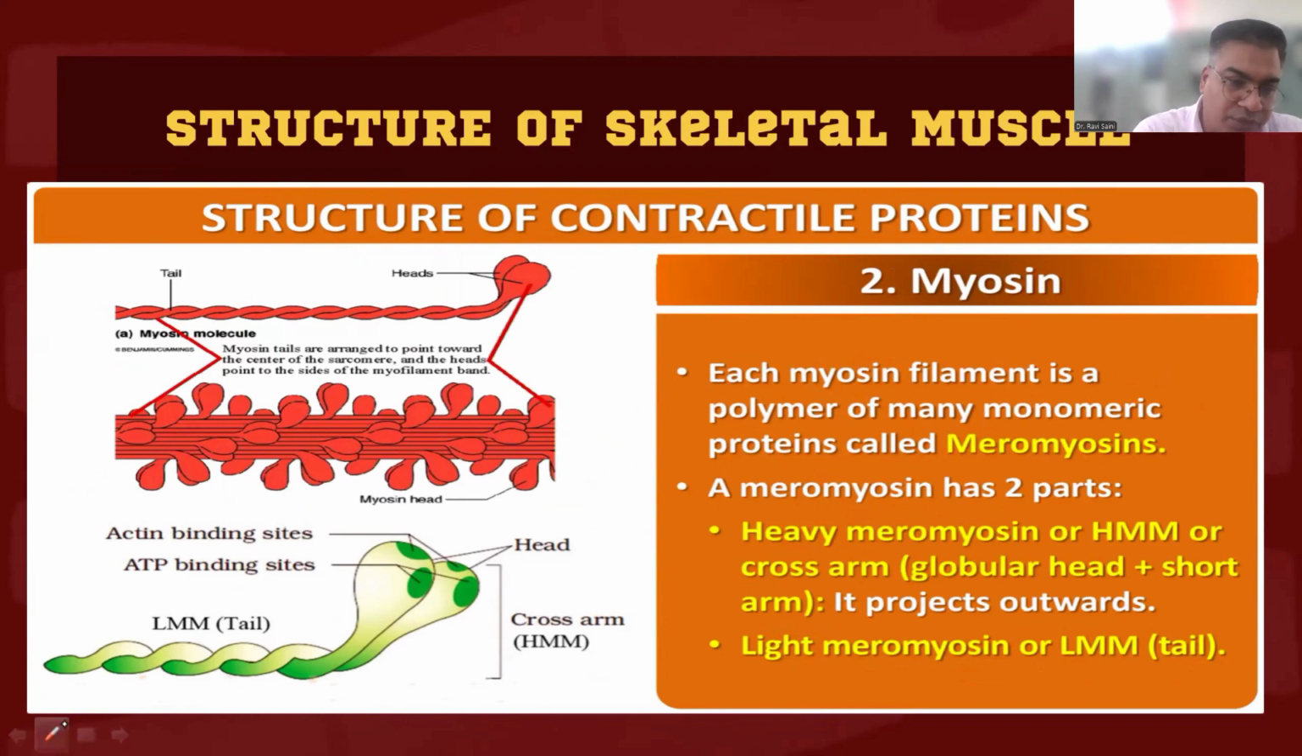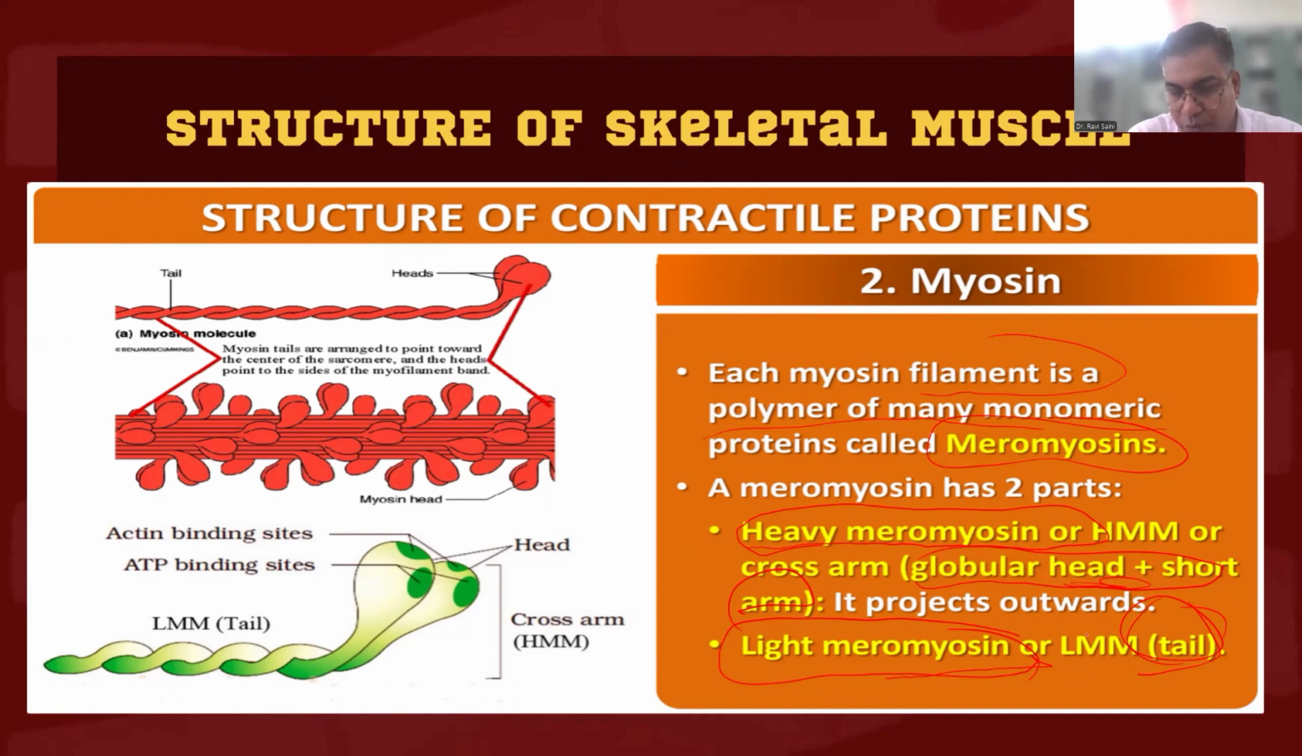Now come to the structure of the myosin filament. Each myosin filament is a polymer of many monomeric proteins called meromyosins. A meromyosin is either heavy meromyosin or light meromyosin. The heavy meromyosin is responsible for the head or short arm, and the light meromyosin forms the tail portion. In the myosin filament, we have various meromyosin proteins.